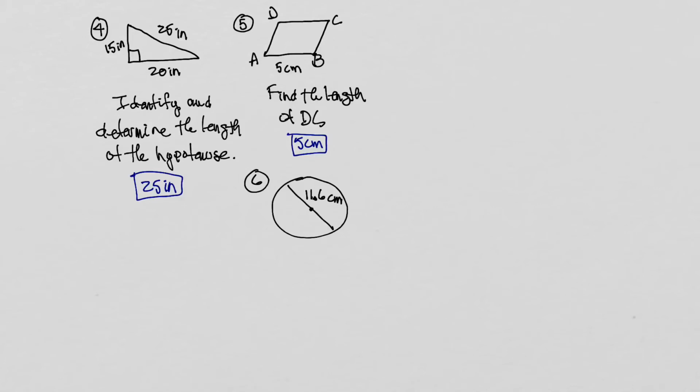And now here in problem number 6, we've got a circle, and here's a diameter. We're told that the diameter is 11.6 centimeters, and what we want to do is find the radius. So in a circle, you have a diameter, and the radius is half of this diameter. So we know this, that the radius is equal to half the diameter. So we're going to have 11.6 centimeters divided by 2. And when I compute that, I got 5.8 centimeters.